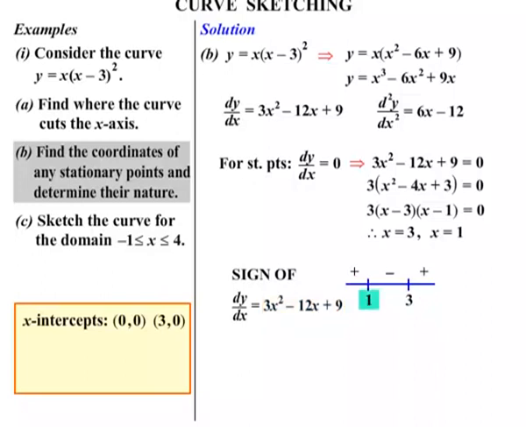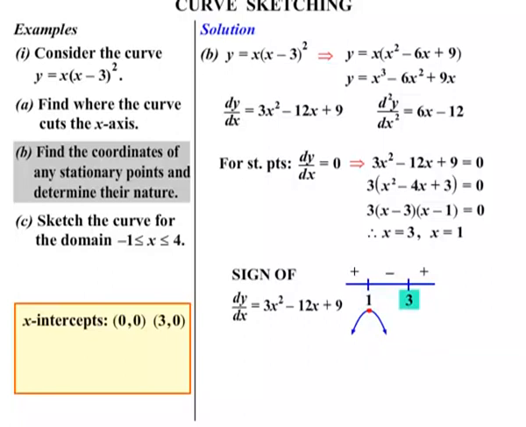So what does that mean? Well, let's consider what's happening around x equals 1. On the left side of 1, the gradient is positive, so the curve will be going up. Then the gradient becomes negative, so the curve goes down. So what we've got there is a maximum turning point.